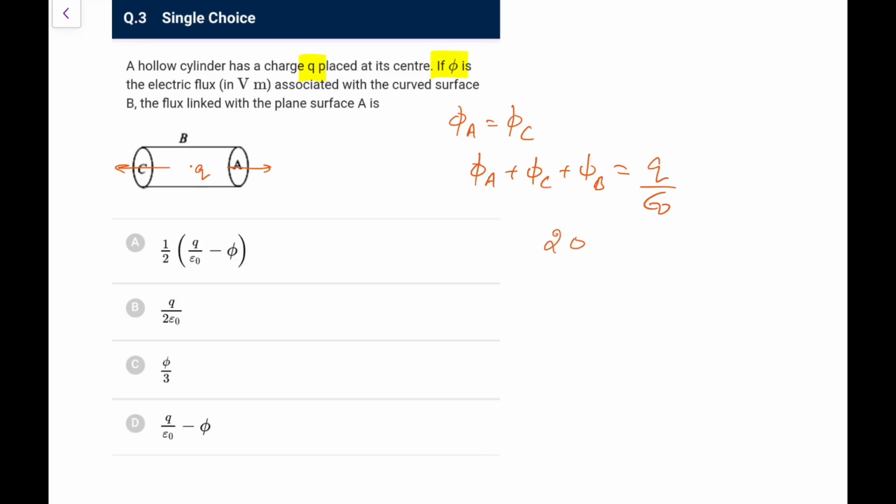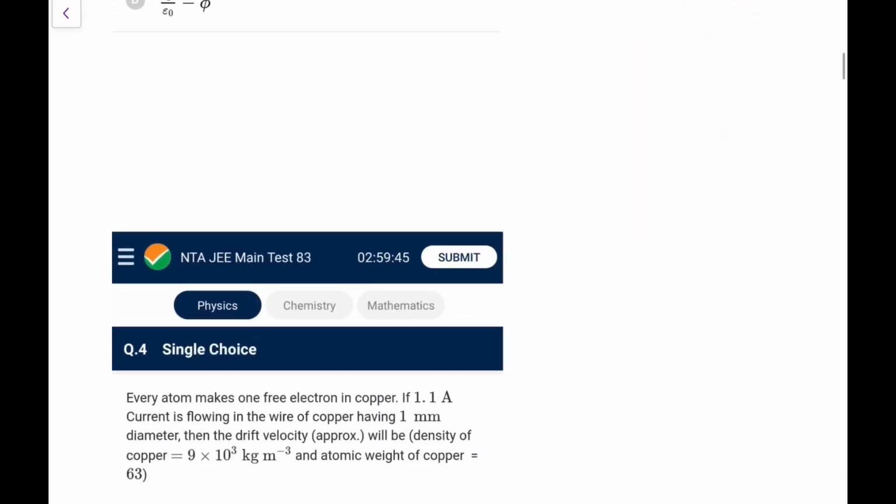So you can directly say 2 times phi A would be equal to q by epsilon naught minus phi. So phi due to A is equal to (q by epsilon naught minus phi) by 2. So it would be option number A. You can go for it. Again, it's a very common question.